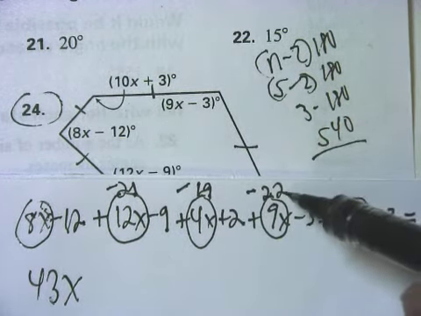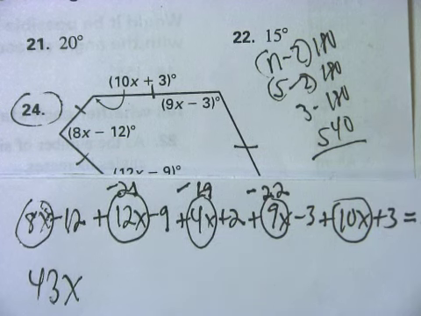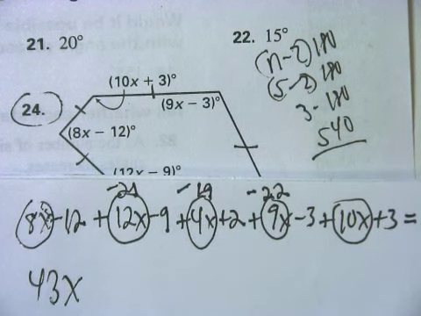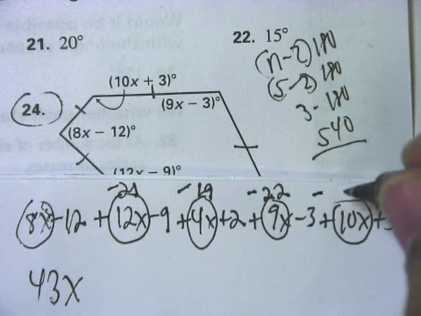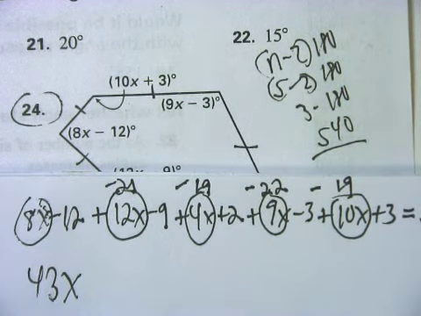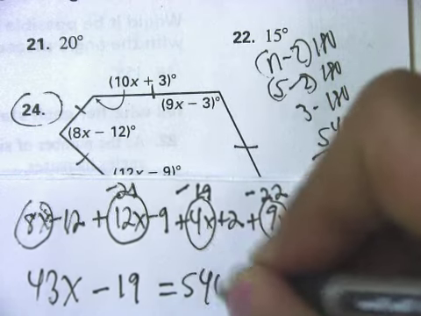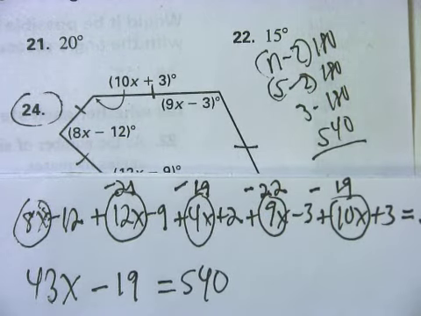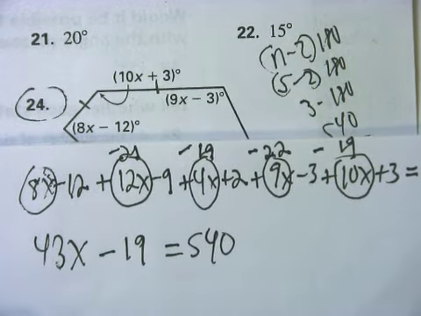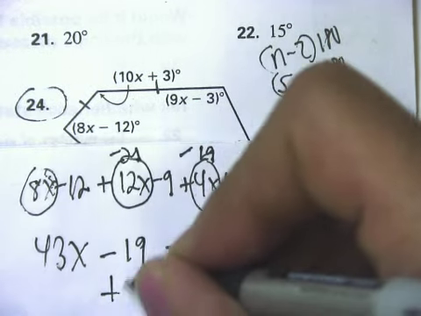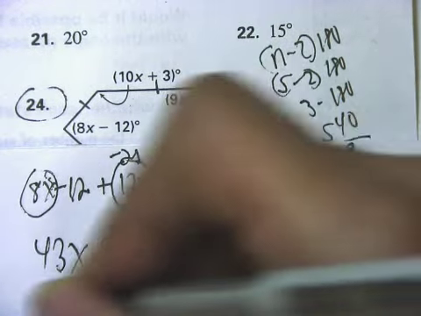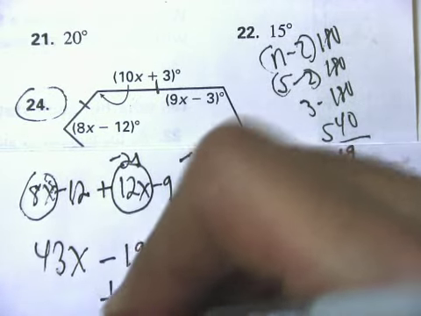And then I have a negative 19. Excuse me, I have a negative 19 and a negative 3. That's going to give me a negative 22. And then negative 22 and positive 3 is going to give me a negative 19. So I got 43x minus 19 is equal to 540 degrees.